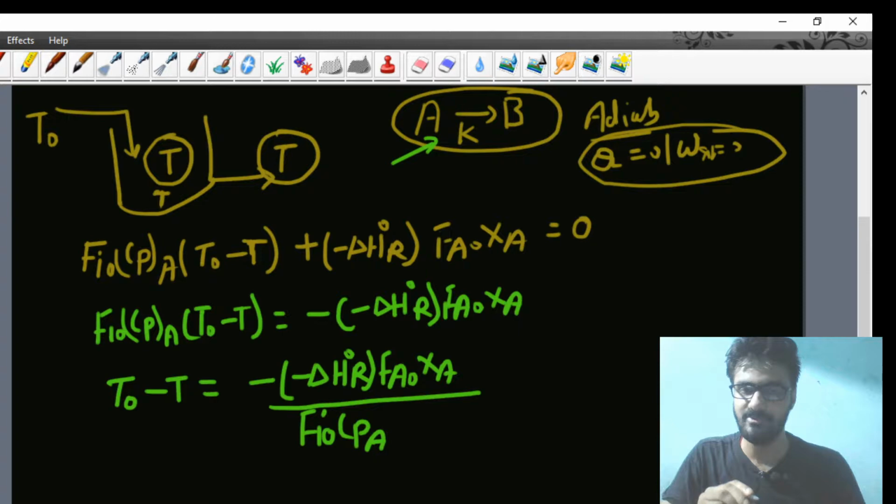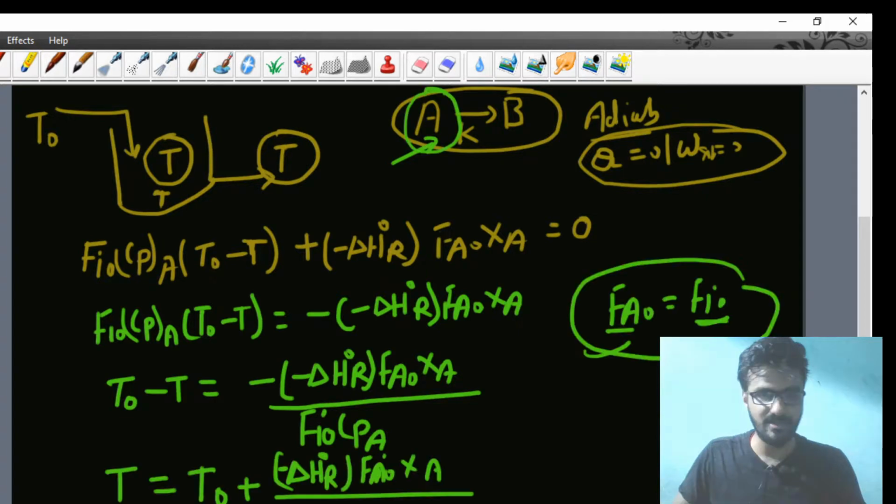But here what you need to understand is F_A0 equals F_I0, because there is only one reactant and the reactant will also be the limiting agent. That's why. So now understand one thing. You have got this derivation, T equals T0 plus ΔH0 of F_A0 of minus X_A. This is the derivation part of this particular condition.